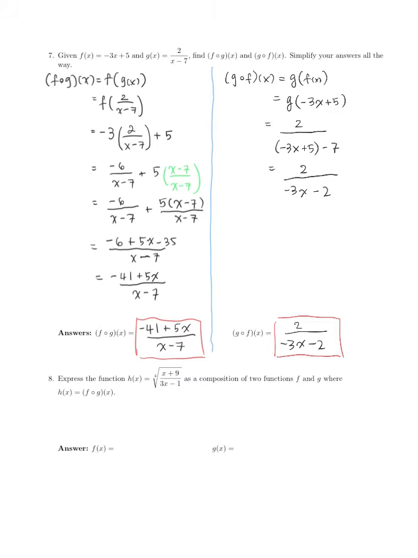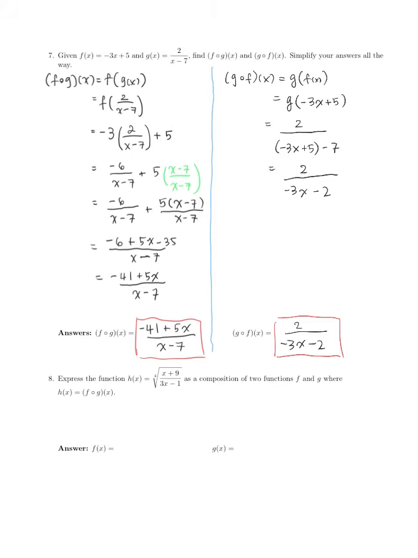Alright, moving right along. Now let's go with number 8. Express the function h of x as a composition of two functions f and g, where h of x better be f of g of x. So here's one way to think about it. Look at the big picture, right? Big picture of h of x. Now look at it. H of x is the fourth root of something, right? So what's going to happen is this. Your first f, because they want you to find f of g of x, is going to be the big picture, which will be the fourth root.